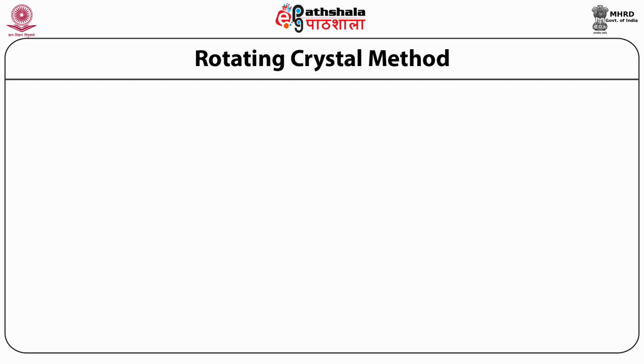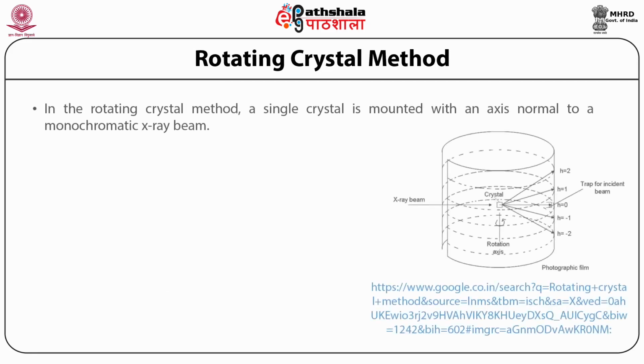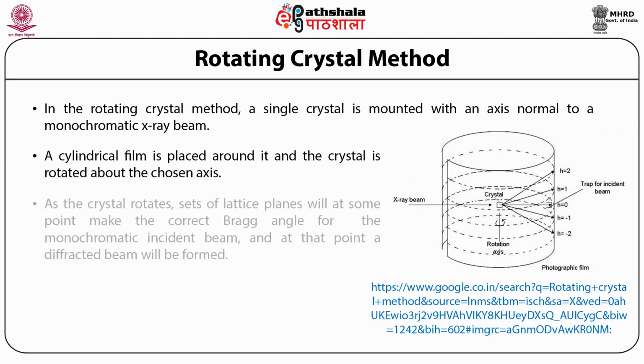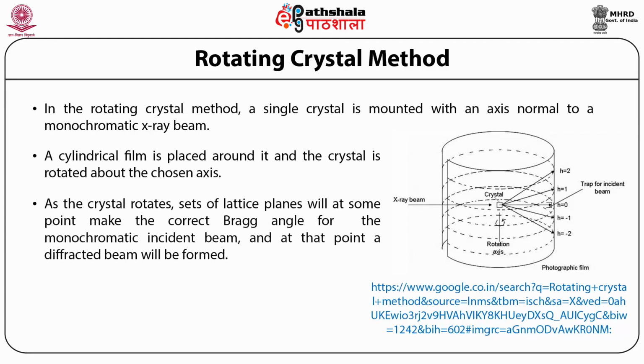The third one is the rotating crystal method. In the rotating crystal method, a single crystal is mounted with an axis normal to a monochromatic X-ray beam. A cylindrical film is placed around it, and the crystal is rotated about the chosen axis. As the crystal rotates, a set of lattice planes will at some point make the correct Bragg's angle for the monochromatic incident beam, and at that point a diffracted beam will be formed.